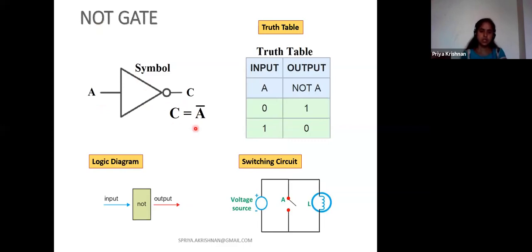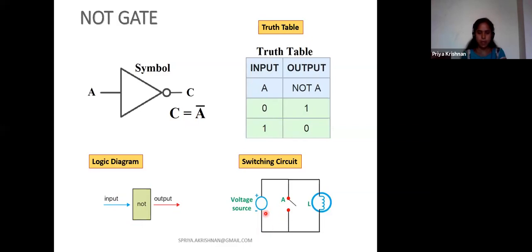So that is represented as C is equal to A bar. A is inverted. If A is 0, the output will be 1. If A is 1, the output will be 0. Yes, that is given in the truth table here. If A is 0, the output is 1. If A is 1, the output is 0. And the logic diagram of the NOT gate has one input and one output here.